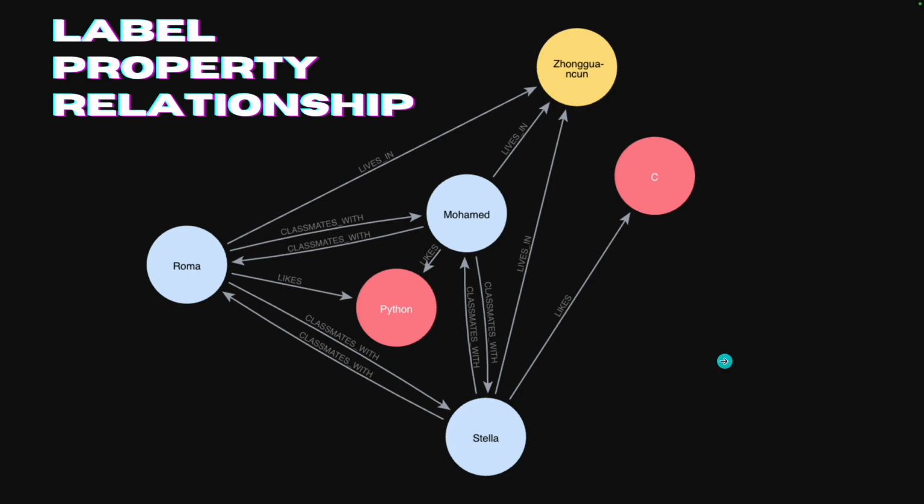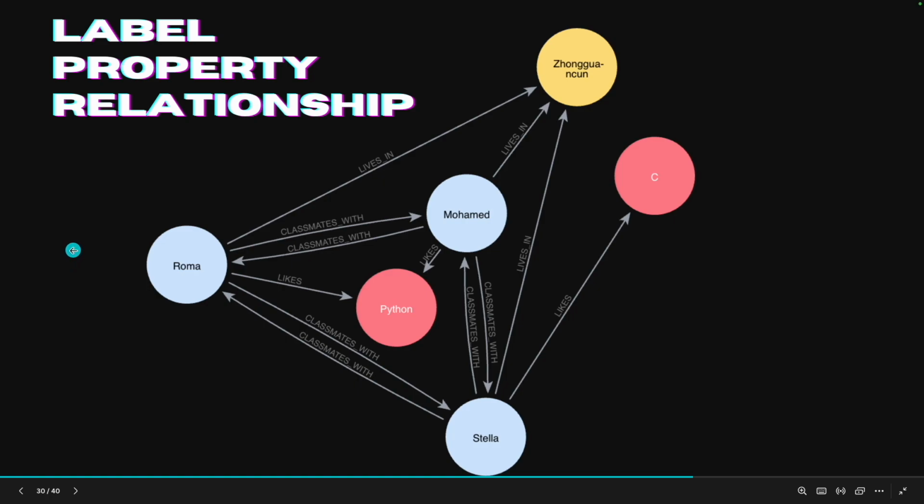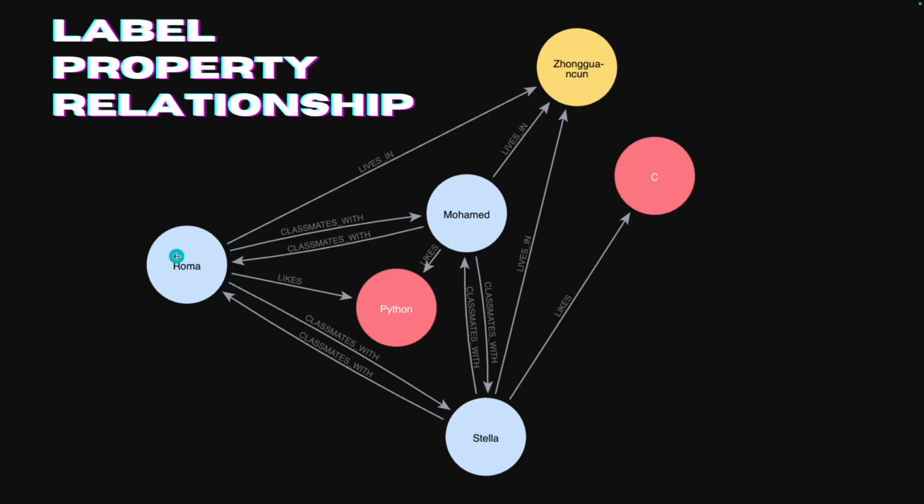Label. What is a label? A label is just a name that we give to our node. So we have nodes and relationships, right? Every single node has a label here. For example, Roma, Mohammed, and Stella have a label of, let's say, students. These are names, so I'm assuming that they must be students. I have here Python and C in red nodes, and their label must be programming language because they both belong to programming languages, right?